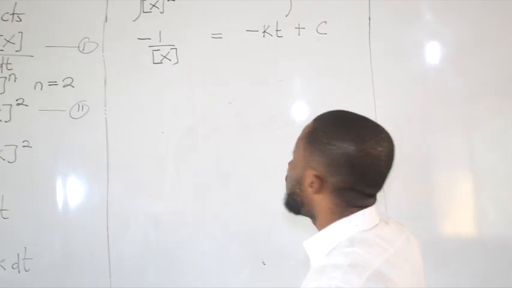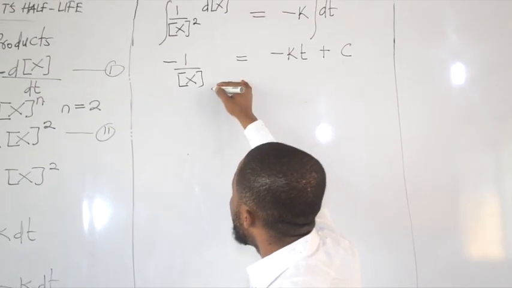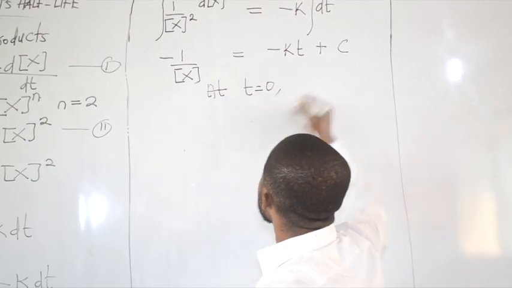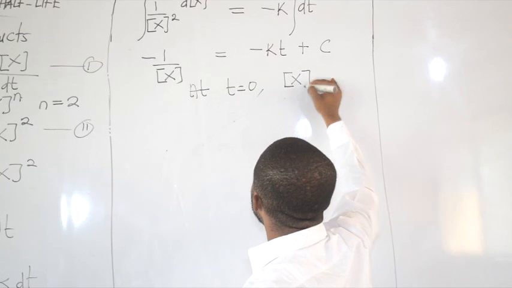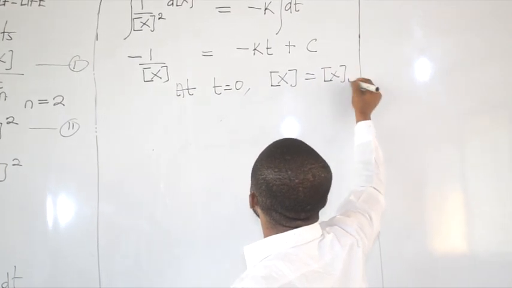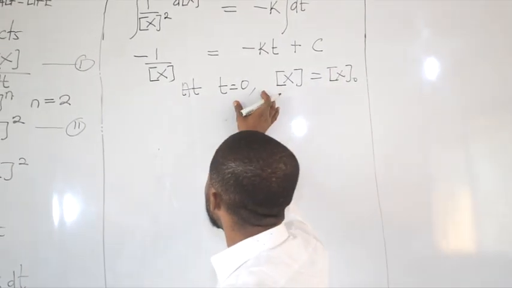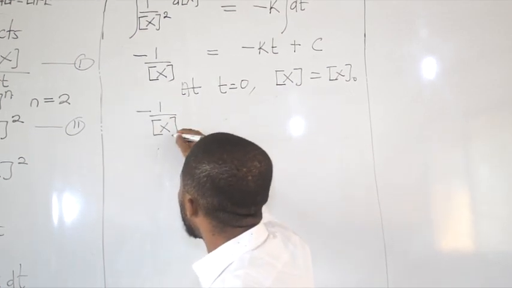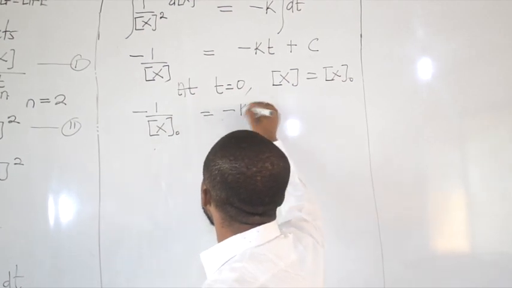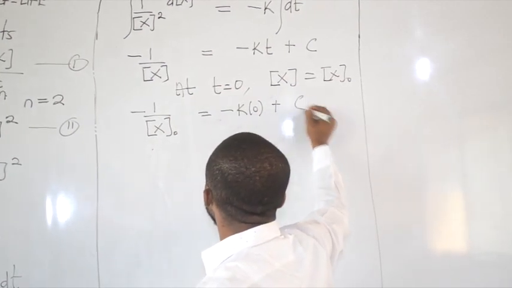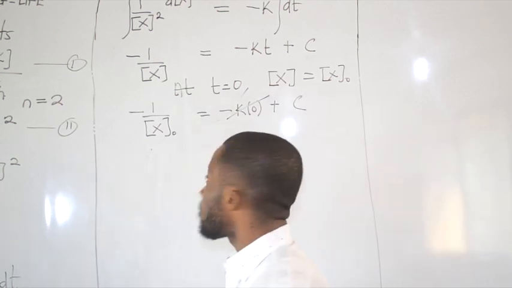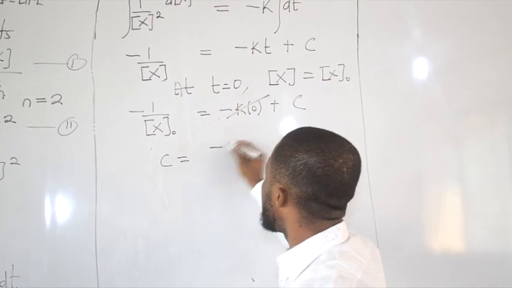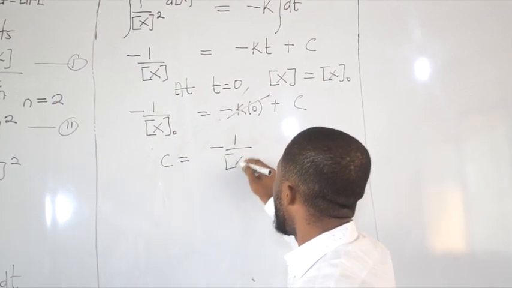Okay, how do we get the value of C? To get the value of C, we say when T is equal to 0, our final concentration will be equal to our initial concentration. So therefore, we can substitute these values here. We have negative 1 over initial concentration of X is equal to negative K times 0 plus C. Of course, anything multiplied by 0 is gone. So I'm left with this, meaning that C is equal to negative 1 over X naught.